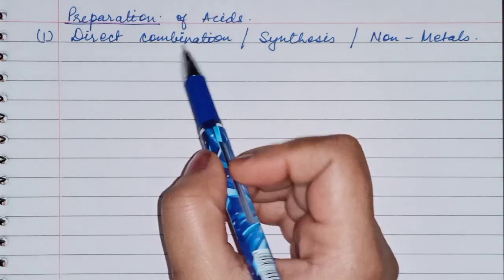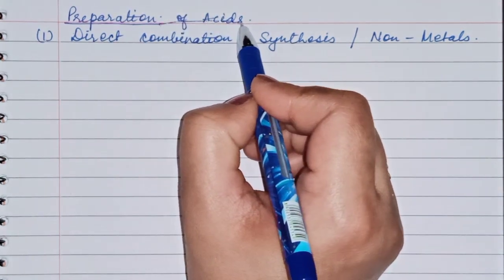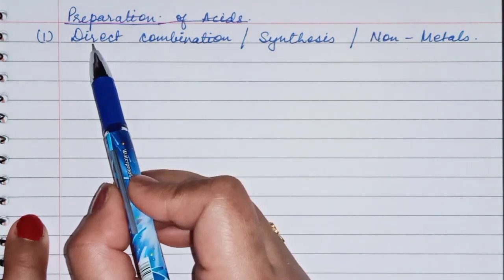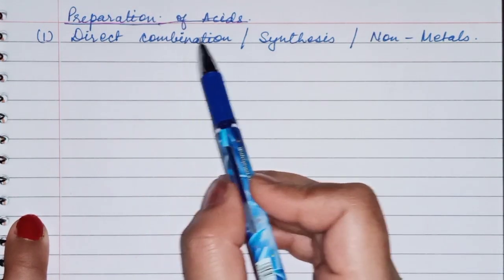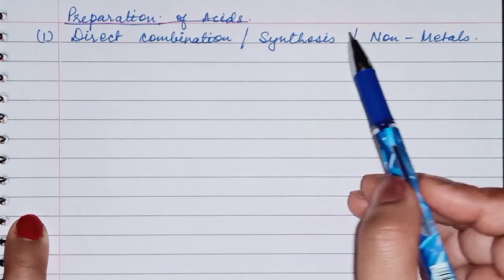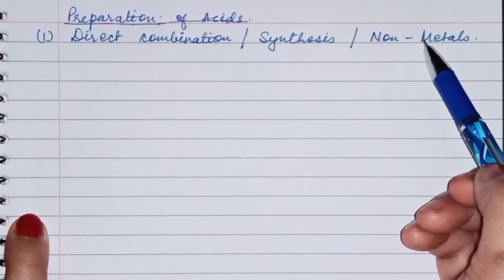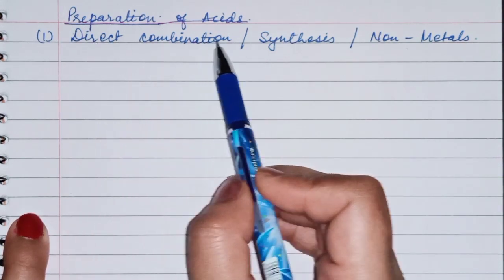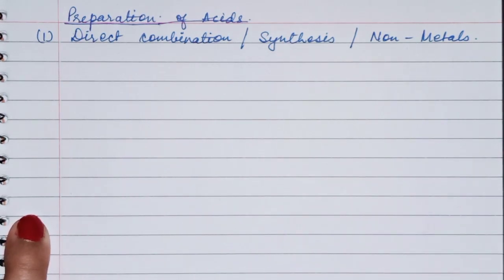Next is preparation of acids. It can be prepared by several methods. Let's discuss these methods. First one is direct combination. It is also known as synthesis, or reaction of hydrogen gas with a non-metal. So direct combination, synthesis, or reaction with a non-metal.